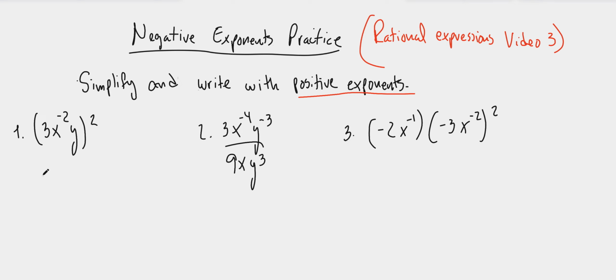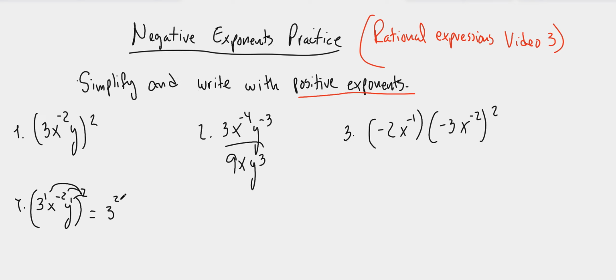I'm going to start with problem number 1. Let me rewrite that. So number 1, the first thing that we have to do is distribute. Let me just rewrite it. The first thing that we have to do is distribute this 2 to every exponent. Now remember that this 3 is raised to the power of 1 and this y is also raised to the power of 1. So you have got to distribute. We multiply when we distribute. So you got to distribute that 2 to the other exponents.